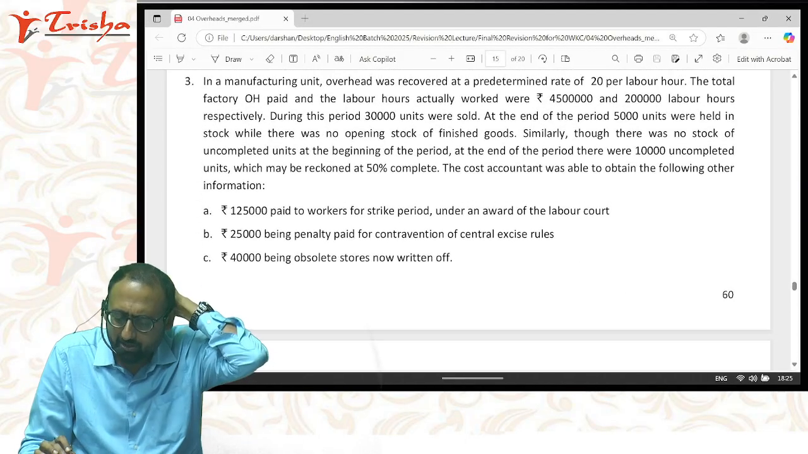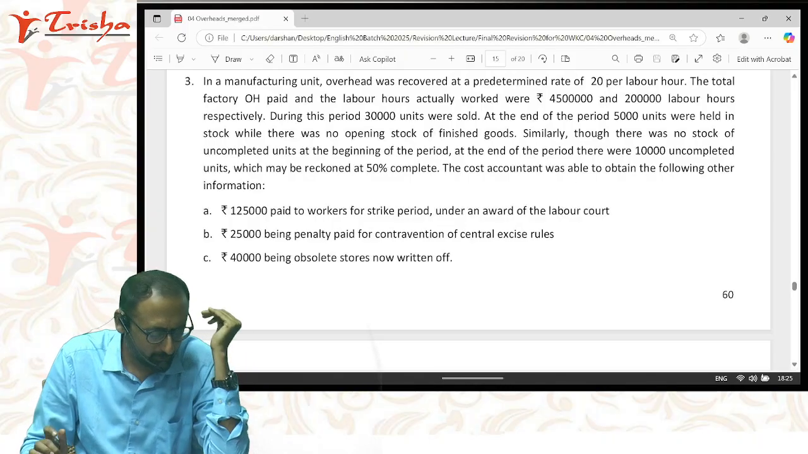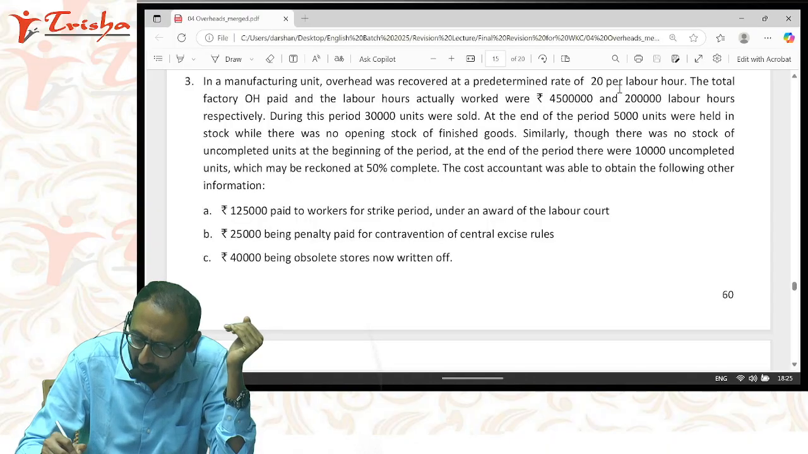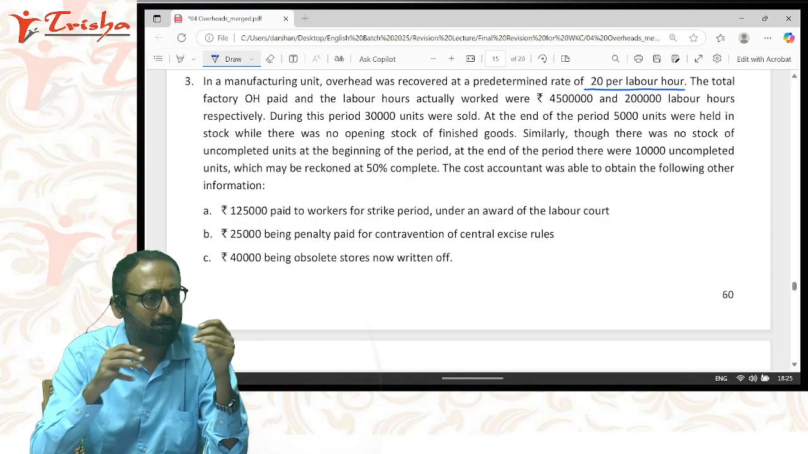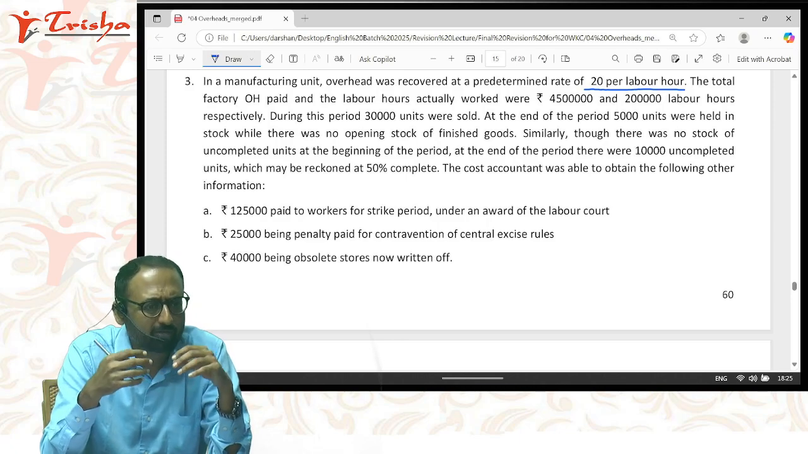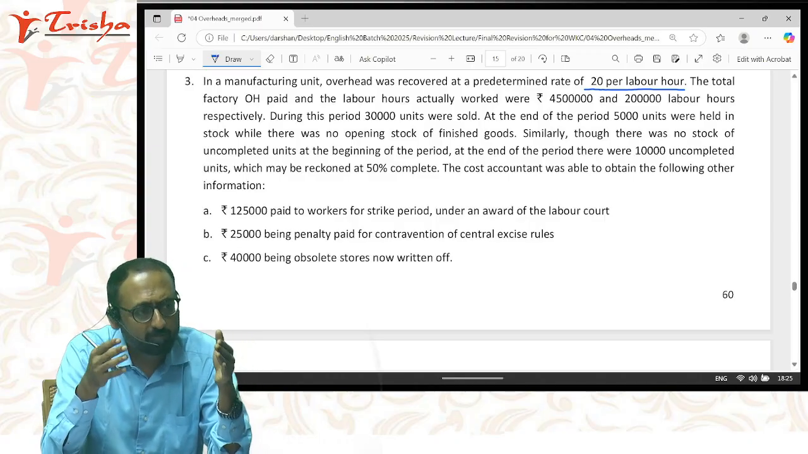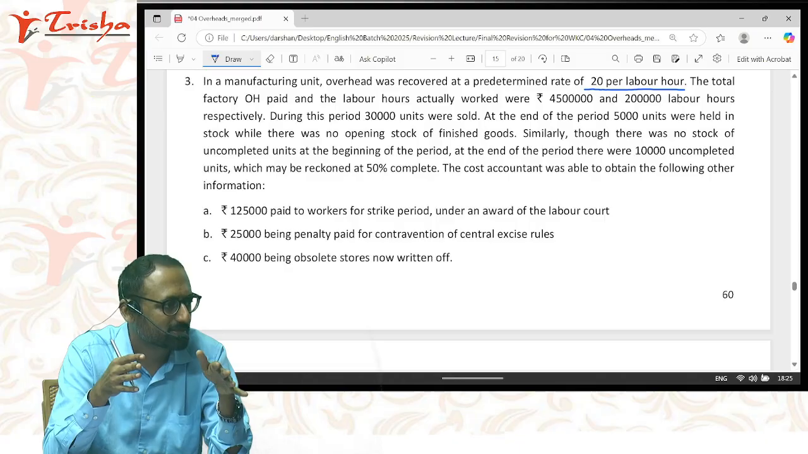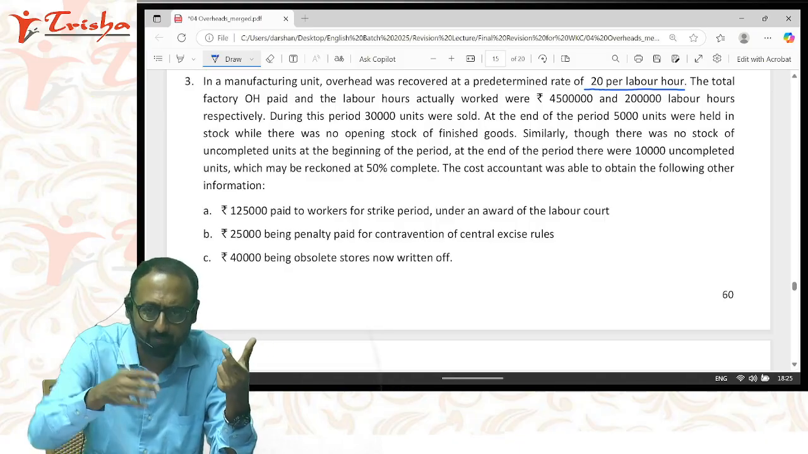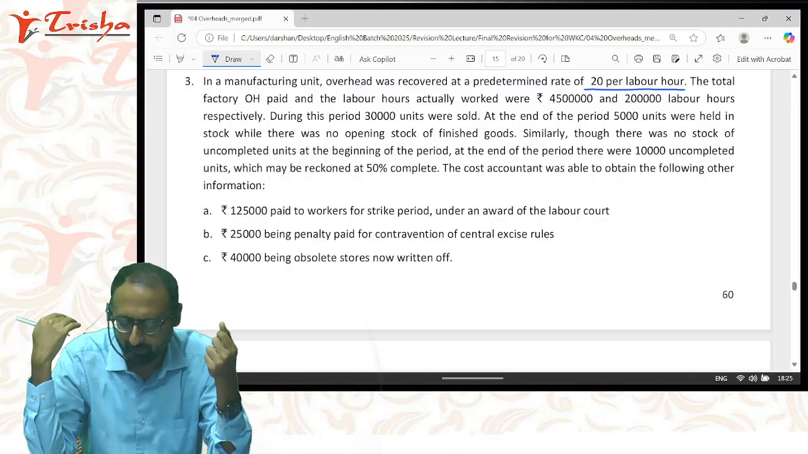In a manufacturing unit, overhead is recovered at a predetermined rate of 20 rupees per labor hour. What is that predetermined rate? 20 rupees per labor hour. What will you do about that 20 rupees? 20 will be multiplied by actual hours. Predetermined rate is 20 rupees. Multiply with the actual hours, and you will absorb the overhead.